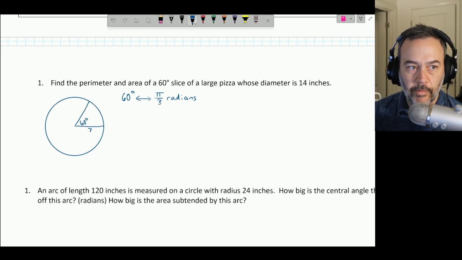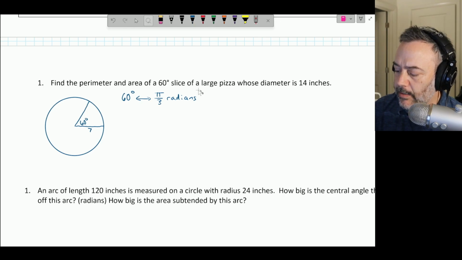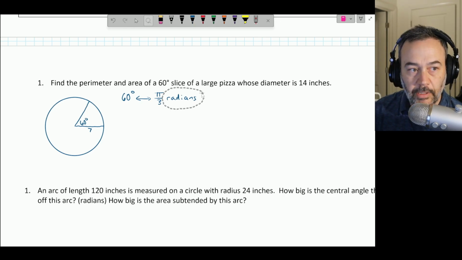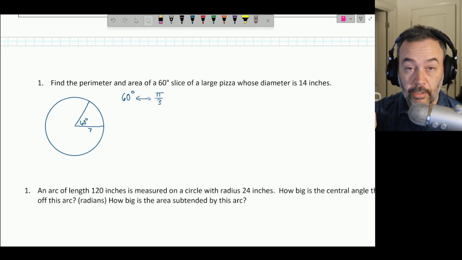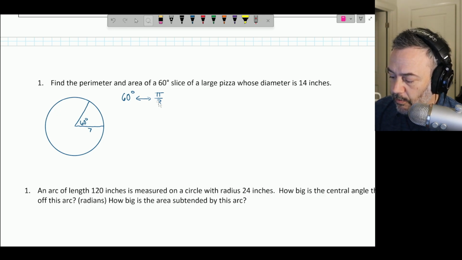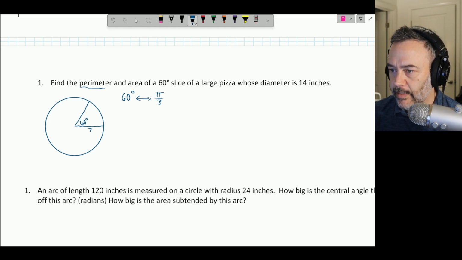Now, I wrote the word radians because I'm doing a conversion. As we stated in class, you actually don't need to write radians. Whenever you write an angle with no unit marking at all, the assumption is the angle is in radians. Let's use our radians to actually answer this question. It says find the perimeter and area of this slice.